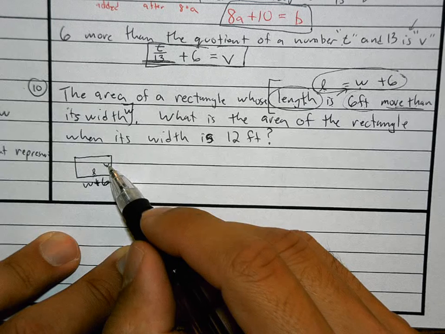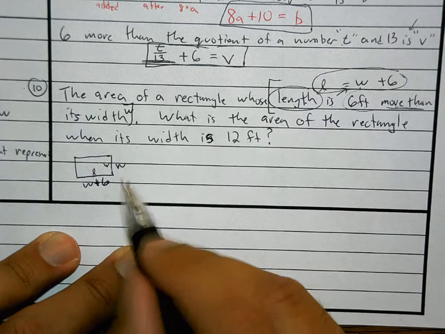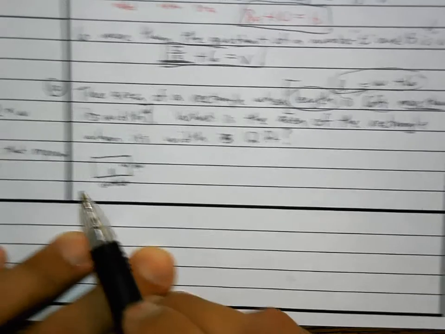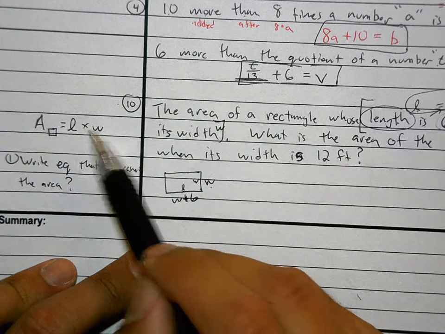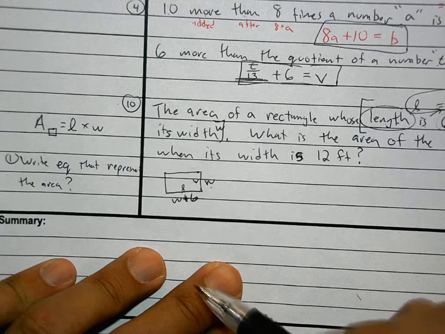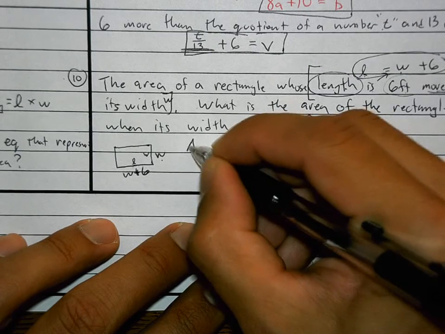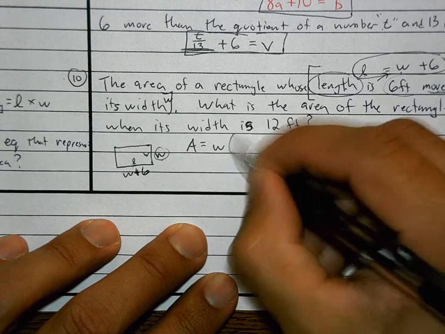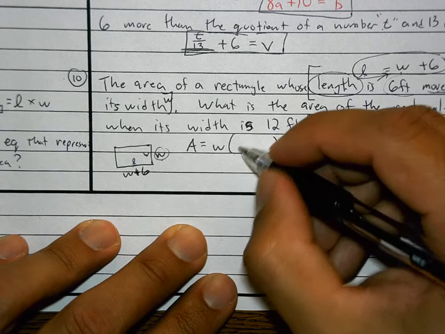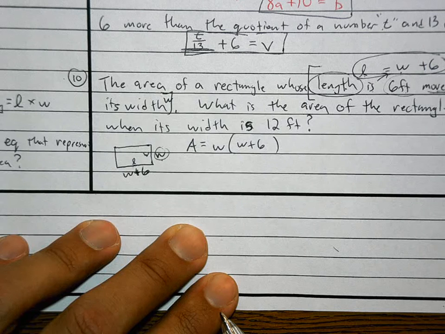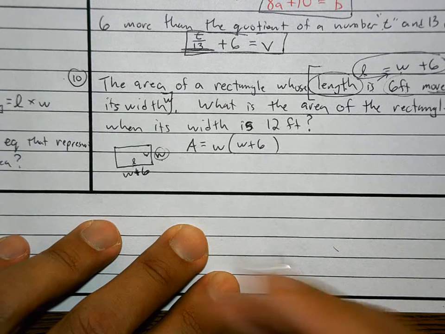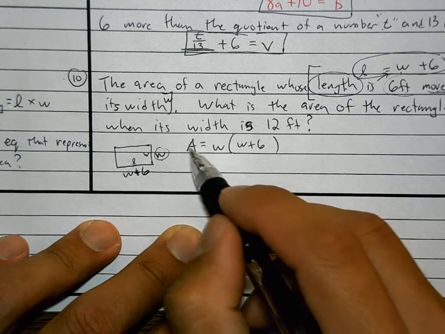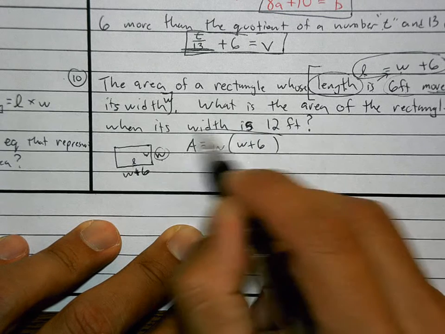Do I know what the W is yet? Nope. Well, I do, but I'm going to put it in terms of the variable right now. And if you're trying to find the area, earlier we wrote down that the area is the length times the width. Here's the answer to part 1. The area is equal to this width times this length. Length times width. W plus 6. You could multiply it out, but there's no need to. The area is going to be the width times W plus 6. This is the answer to part 1.